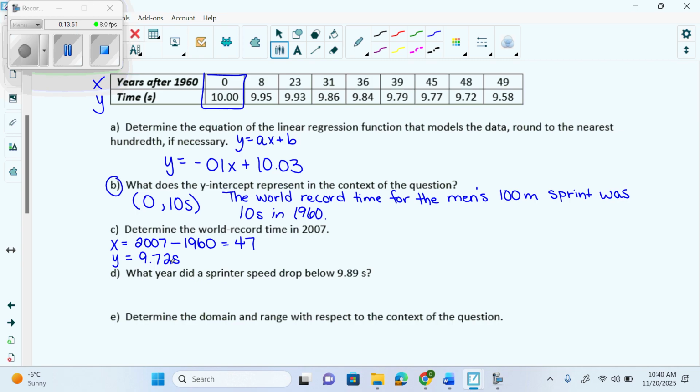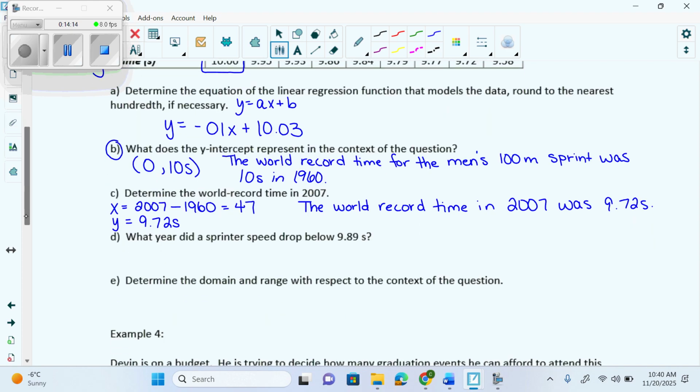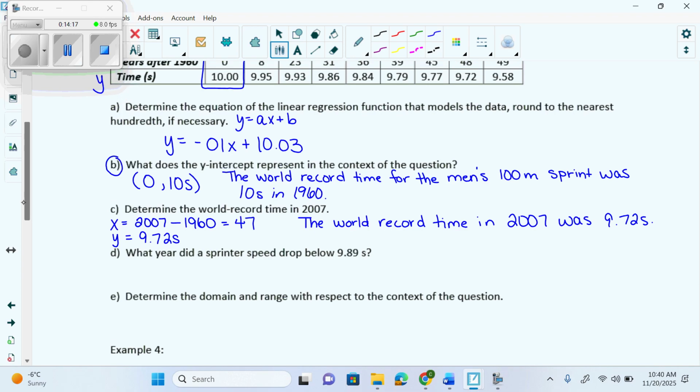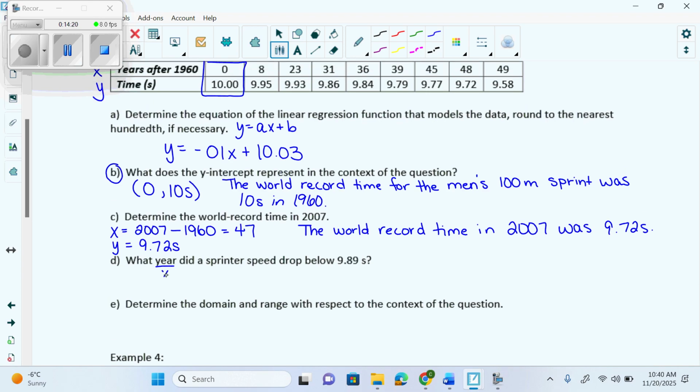So I have to have a sentence. The world record time in 2007 was 9.72 seconds. Then here it says, what year, so now it wants X, what year did the sprinter's speed drop below 9.89? So in order for it to drop below 9.89, I'm going to get whatever year it is and then round up because it's going to take me to the next year to make it drop below that.